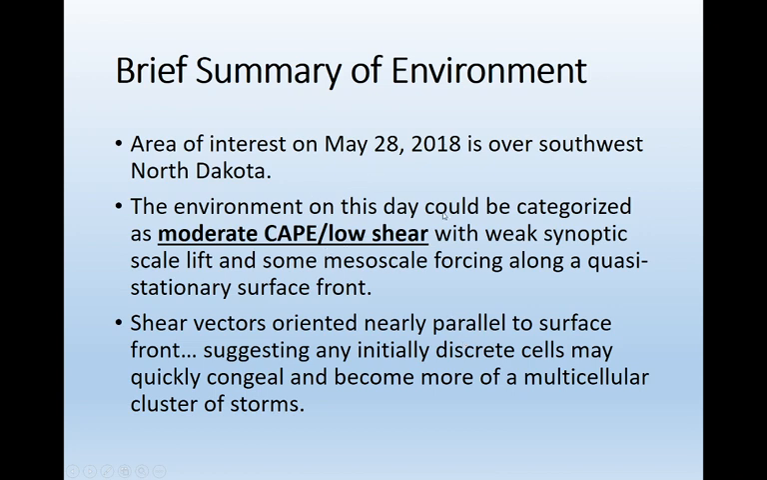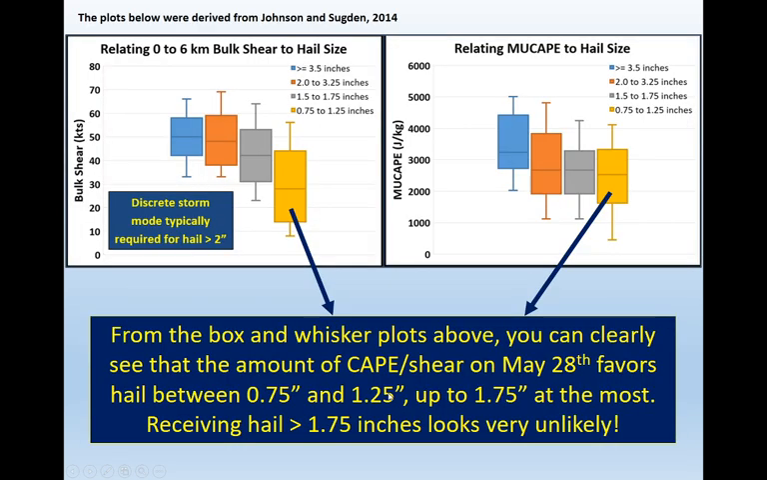So, a brief summary of the environment on this day. I would classify it as a moderate CAPE but low shear day with weak synoptic scale lift and at least some mesoscale forcing along that quasi-stationary surface front. And one thing worth mentioning related to the expected storm mode: the shear vectors on this day were oriented nearly parallel to that surface front, which would tend to suggest any initially discrete cells may quickly congeal and become more of a multicellular cluster of storms, which we all know would tend to mitigate the chances of receiving giant hail, because you'd prefer a more isolated discrete storm mode for that.